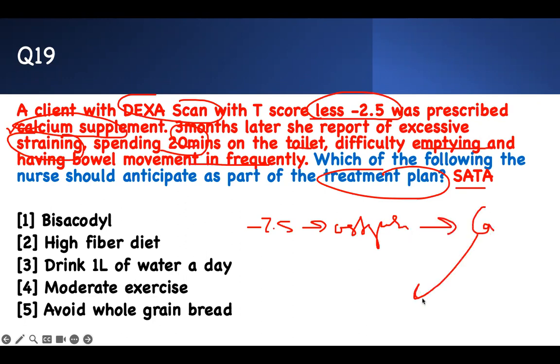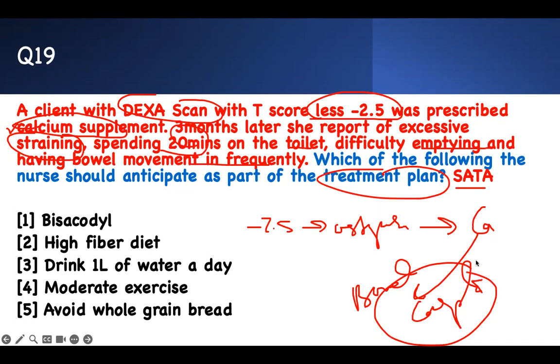Calcium. I give you calcium, you have a bowel problem. What has happened? Constipation. The question is asking you, how do you manage constipation? All these 6 lines, you see what I did? Management of constipation. I don't want you to take laxative. It does not help you. I want you to go natural.